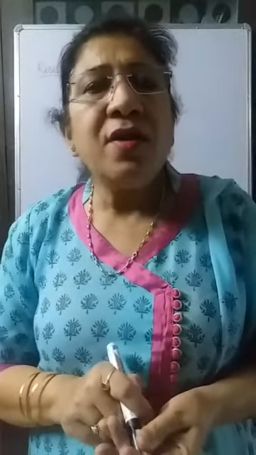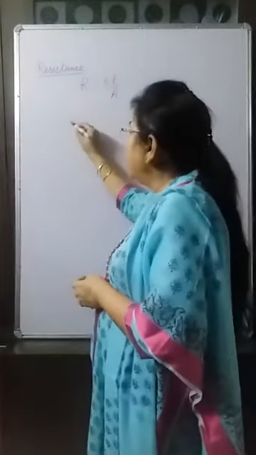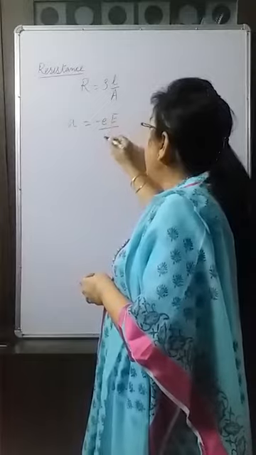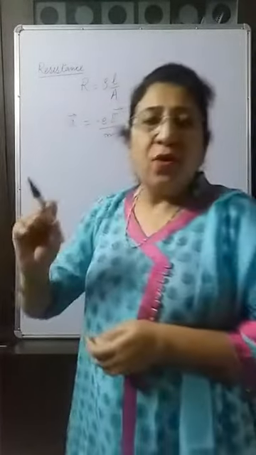What is the cause of resistance? Whenever we apply some potential difference across the two ends of a conductor, what will happen? The electrons will get accelerated. We had seen the acceleration in the last class. Acceleration is equal to minus eE by m. The electrons will get accelerated and they will start moving.